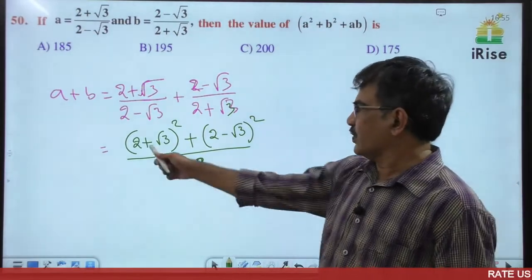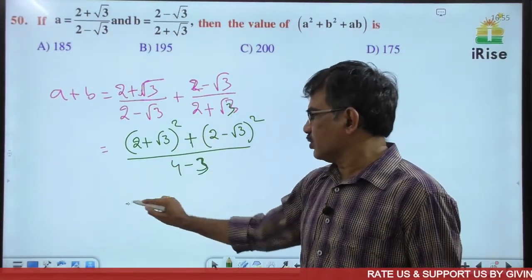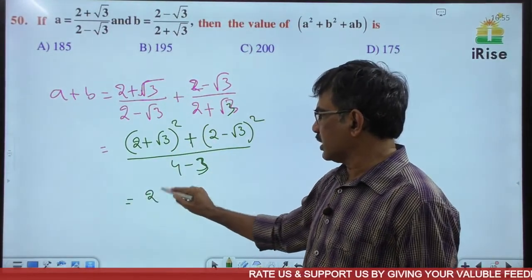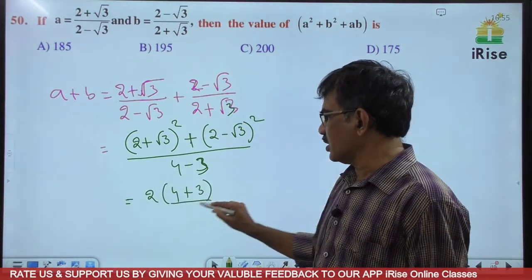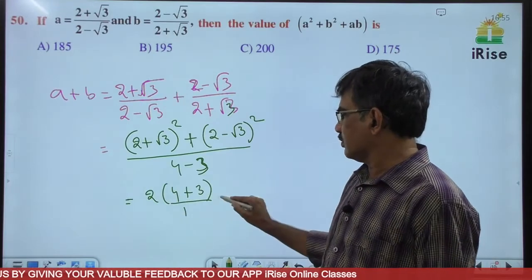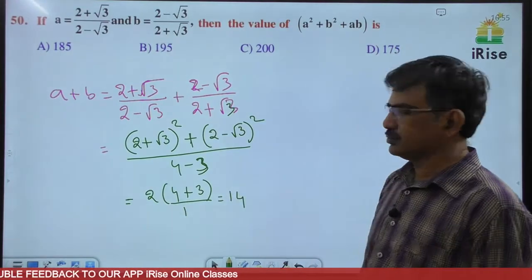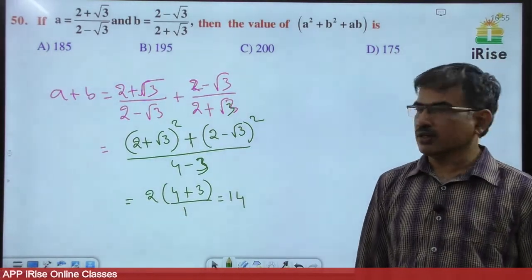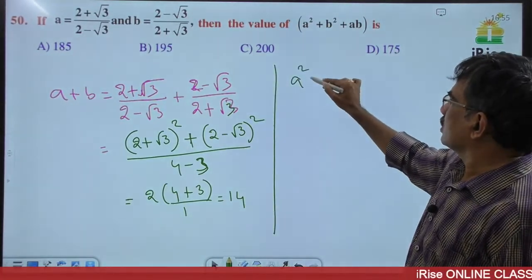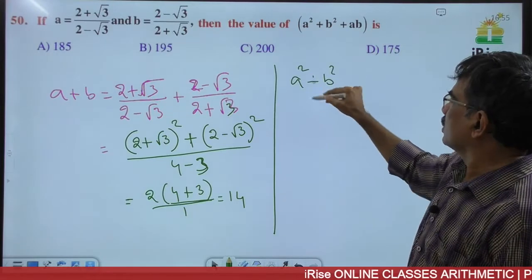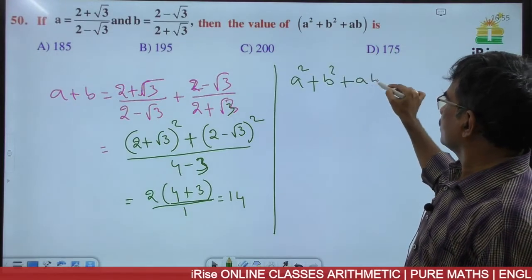This is in the form of (a plus b) whole square plus (a minus b) whole square, which is equal to 2 times (a square plus b square) by denominator, which is 1. So the value is 14. Okay. Then what is the question? The question is a square plus b square plus ab.